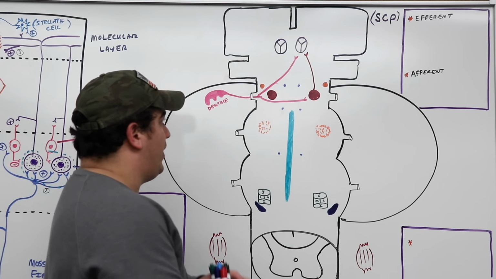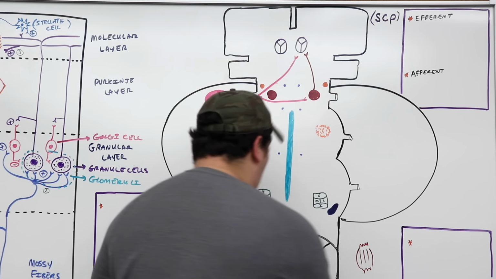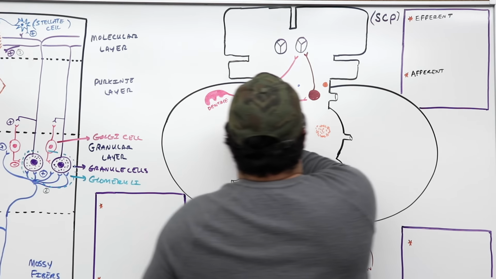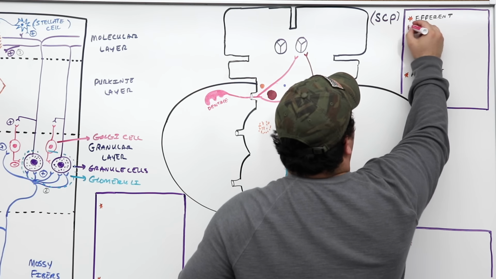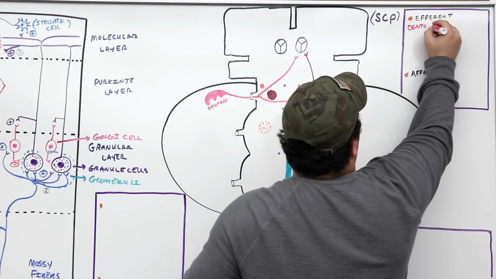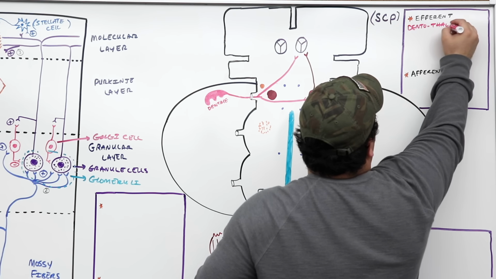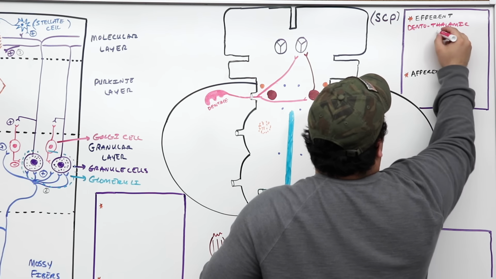What is this pathway called? So we have two different pathways. One is if we go dentate directly to the thalamus. This is called the dentothalamic pathway.